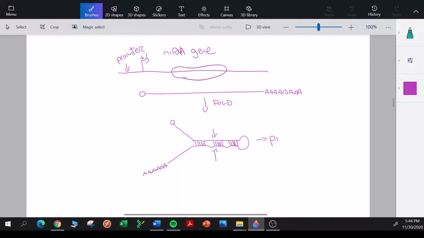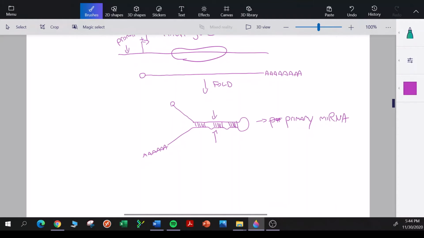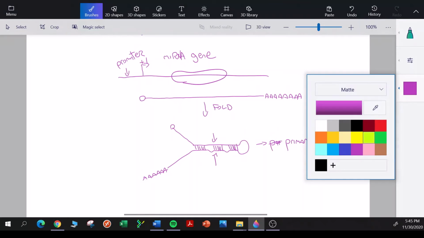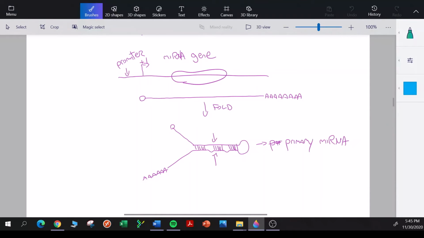And this is called a primary microRNA. So if we went back and looked at this gene up here, we would see sequences that are very similar but inverted with respect to one another. So let's say that sequence here would be this end over here, and this sequence here would be this end over here.